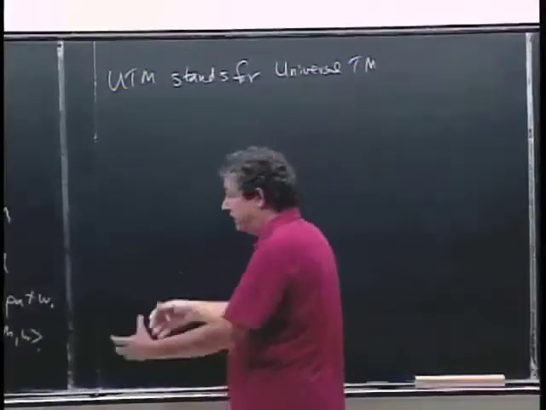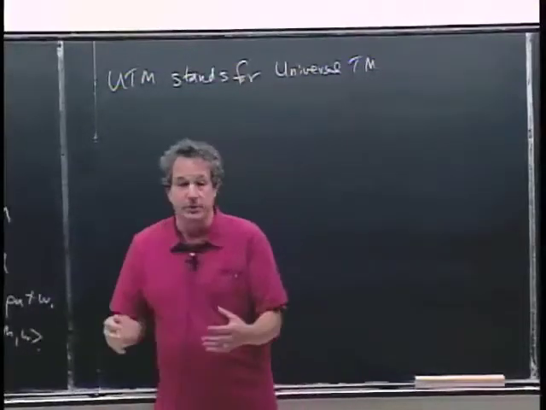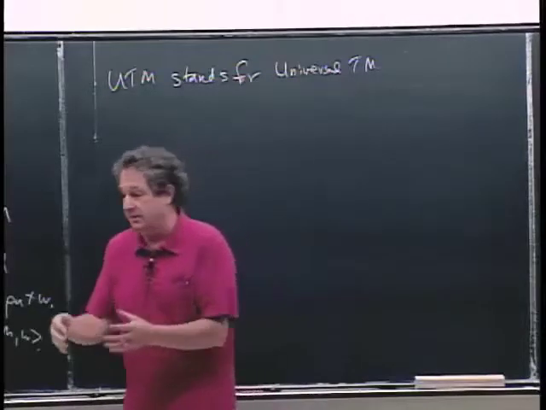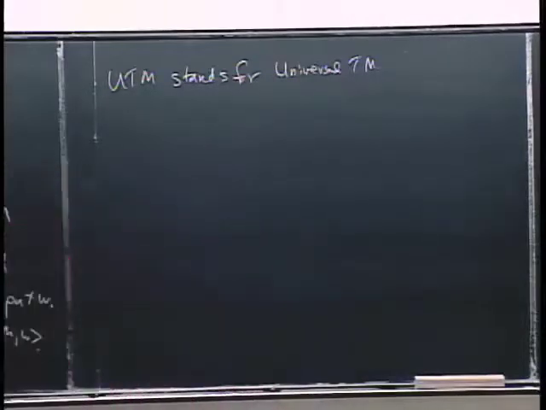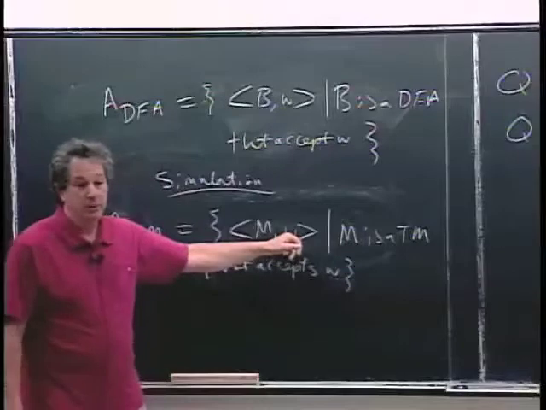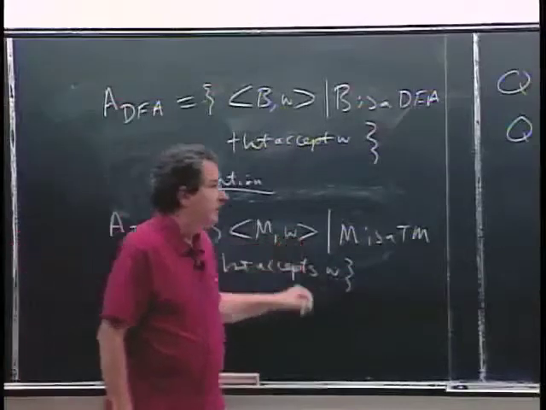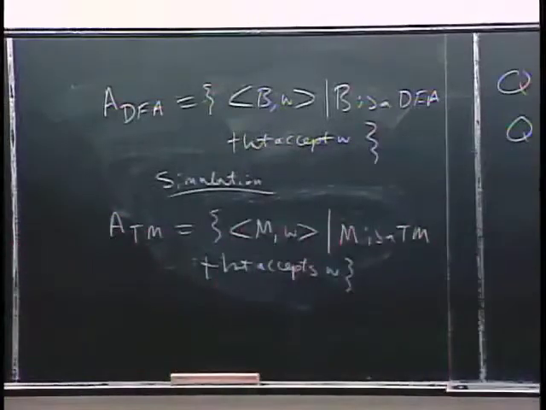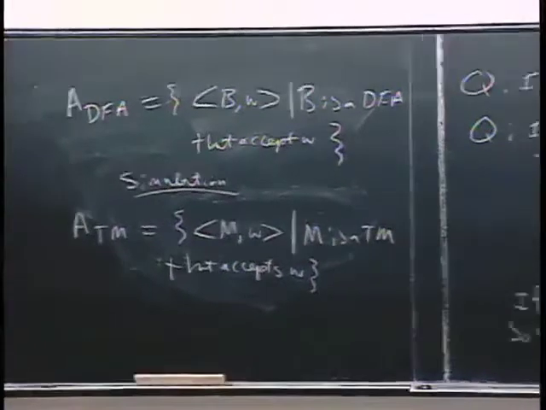Okay? It's a single Turing machine. It is a single Turing machine, but it can take in the description of any other Turing machine M and input W for that Turing machine, and simulate what M does on input W. Okay? Now, we claim that UTM exists.